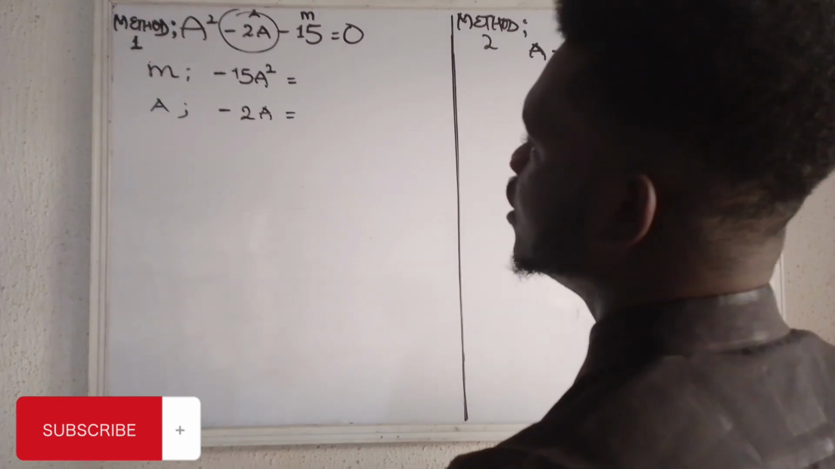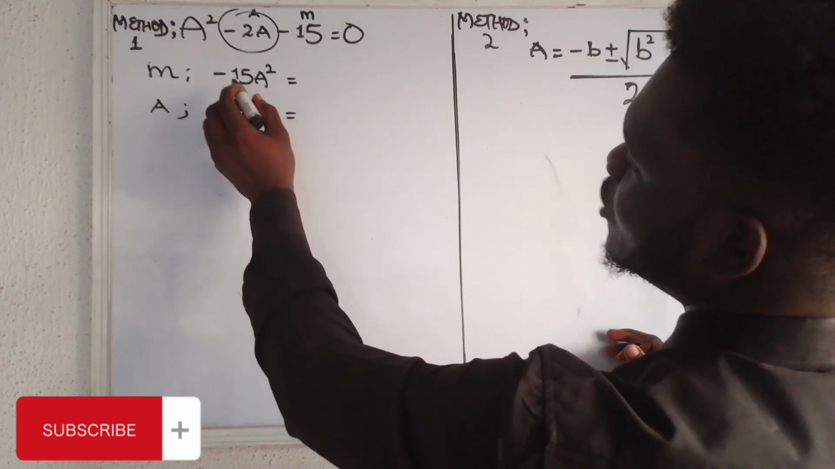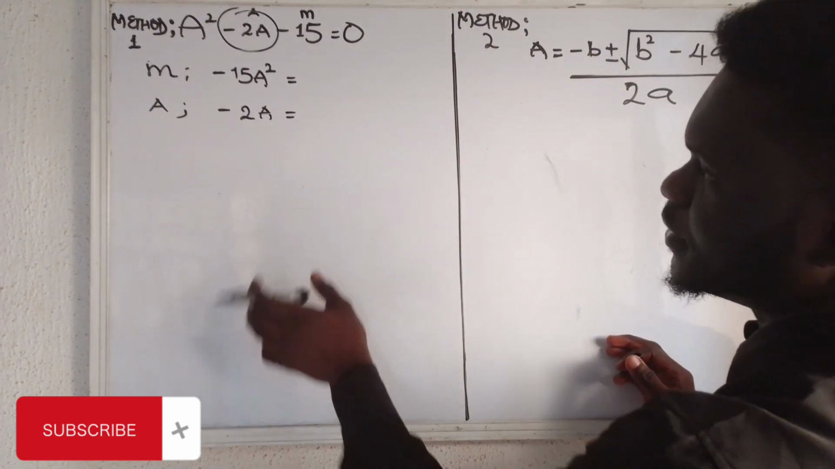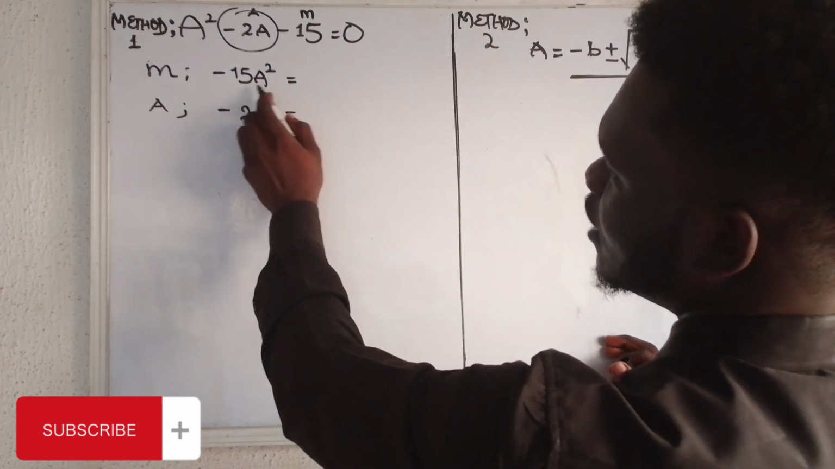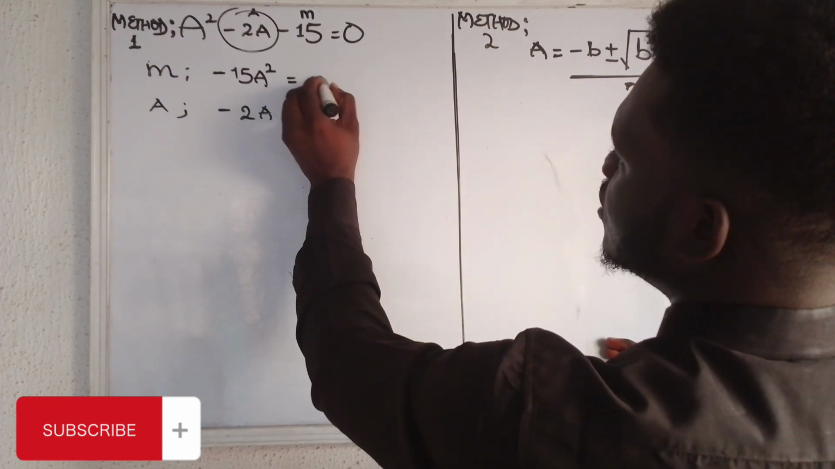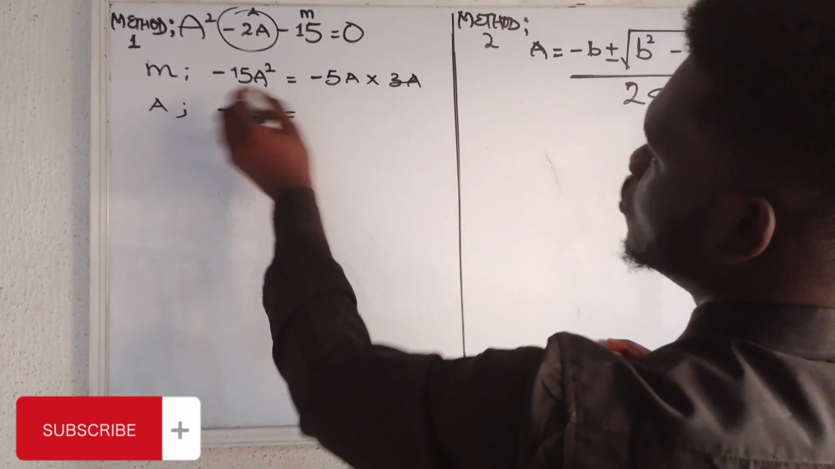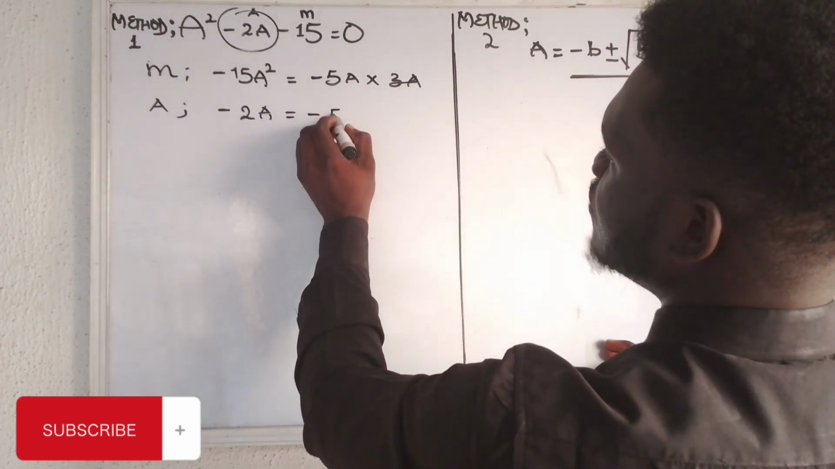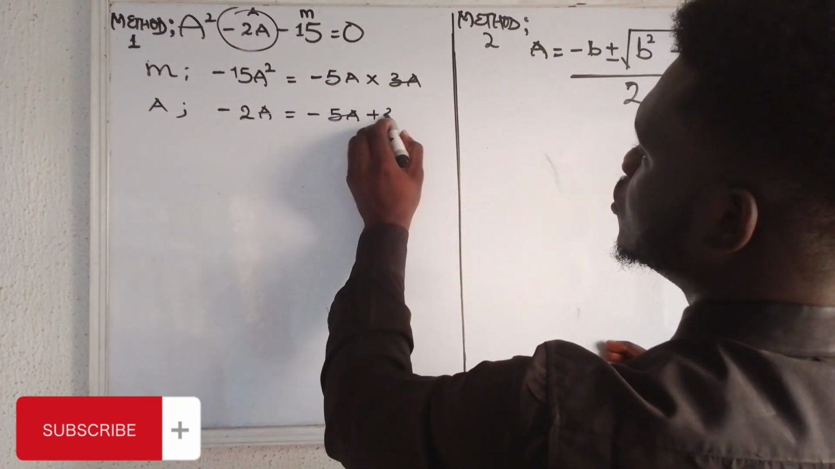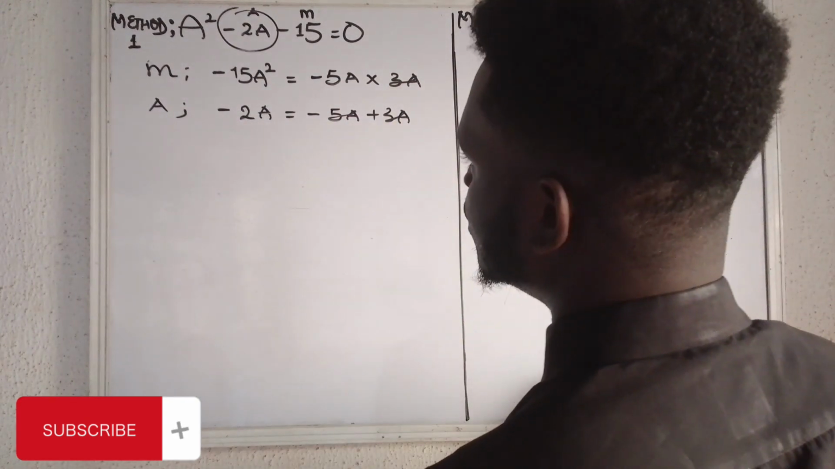Now, what do we need to do here? It is very simple. What is that number that will be multiplied that will give us minus 15a squared? That number is minus 5a times 3a, which will give us minus 15a squared. And minus 5a plus 3a will give us negative 2a.